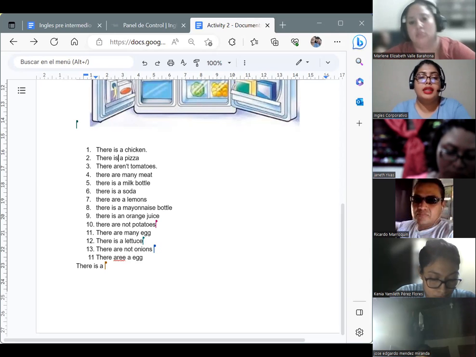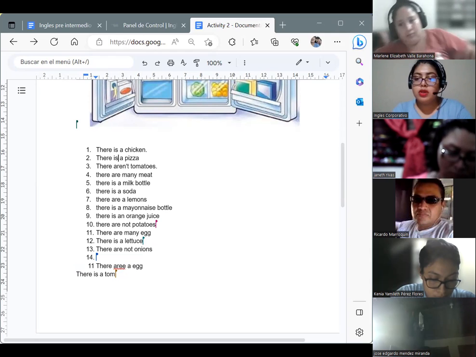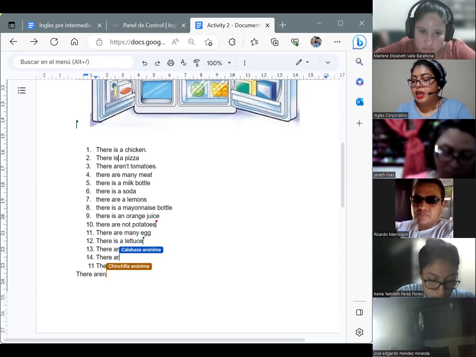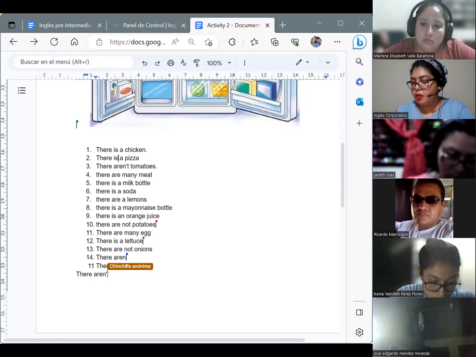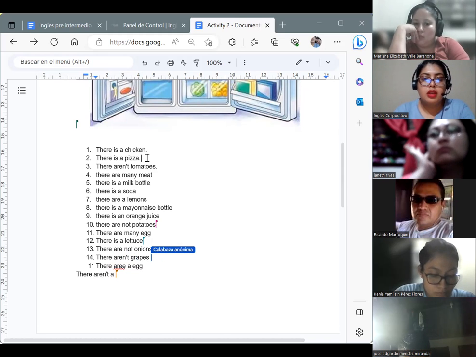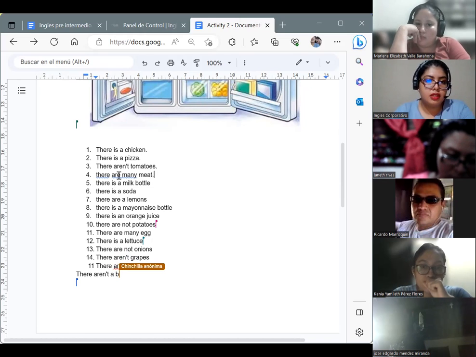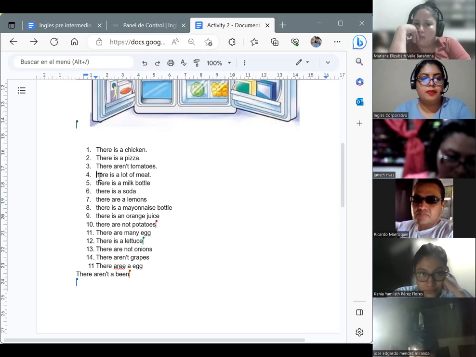Have on the document at this moment, you can keep writing, don't worry. I'm just going to fix some of the statements, and also we are just going to read another of the statements that we have here. So we are going to see what are the things that we have on the document right now. So we have here, there is a chicken, there is a pizza, then there aren't tomatoes, there are many meat, there is a key, we are going to change it, this one, and we're going to rewrite this one. There is a lot of meat, there is a milk bottle.